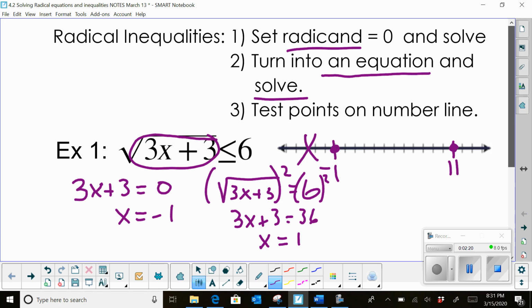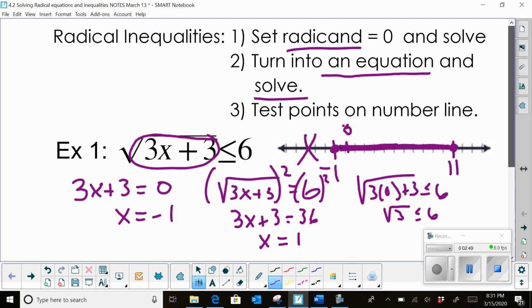So now we're going to test some values. Something easy to test between -1 and 11 is 0. If I plug 0 into the inequality, I get the square root of 3 times 0 plus 3 is less than or equal to 6. Well, that's the square root of 3 is less than or equal to 6. So that's true. We're going to shade in that part of our number line.